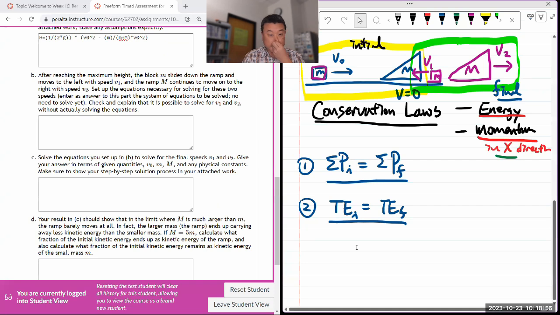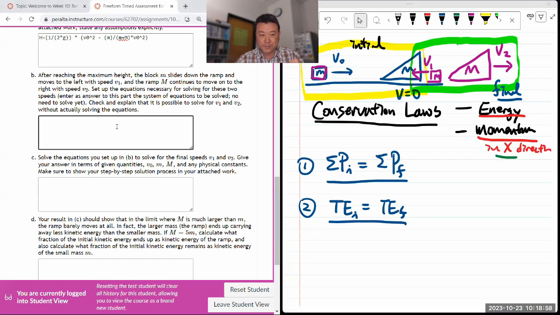So let me write this down. Actually, in the interest of time, I'll just write down equations here directly. By conservation of momentum, initial momentum is going to be m times v naught plus 0 for the momentum of the ramp, is equal to, and let me put the signs into the equation, m times minus v1 for the speed of the small mass plus big M for the ramp times v2. And if I'm wrong about directions, then these will be negative somehow, and that'll tell me something.